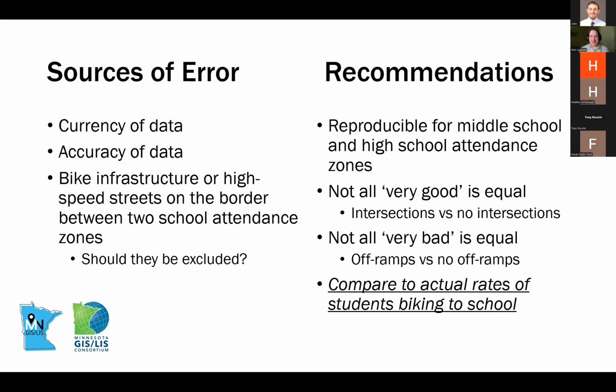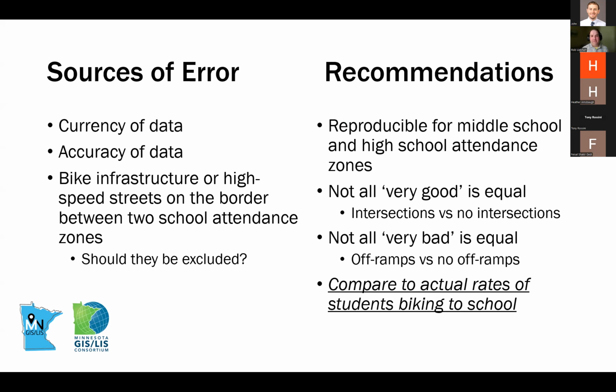I definitely have thoughts of how this research could be furthered and have some recommendations for that. First is you could reproduce this for middle school and high school attendance zones. Very little would need to be changed about this method to do that. Other recommendations I would have for future researchers to consider is that not all very good infrastructure is equal. If you have a nice separated bike path that goes a really long way, maybe it has lots of intersections or maybe it has no intersections. Research I came across suggests that those are not equally good or equally preferable or equally safe.